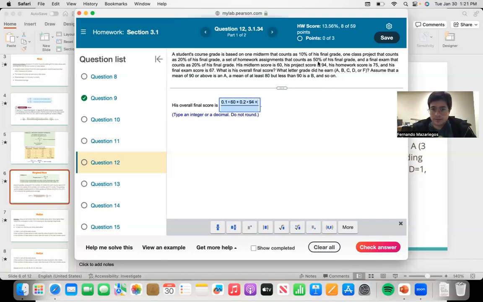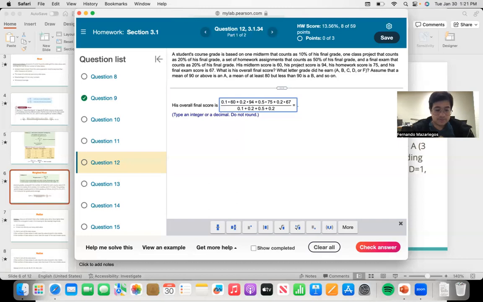And then a set of homework assignments, which is 50%. And the score is 75. And lastly, we have a final exam, which is times the score of 67. And we divide by the sum of the weights. In this case, we know it's a percentage. We can do it just to check, but we should get 100% as that sum, which in this case, as a decimal, is equal to 1.